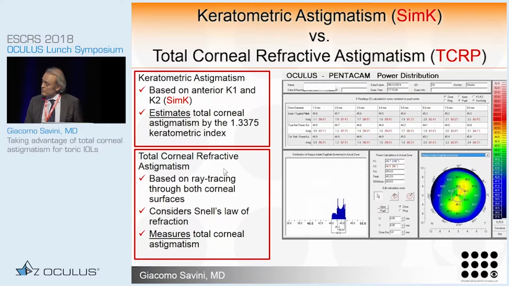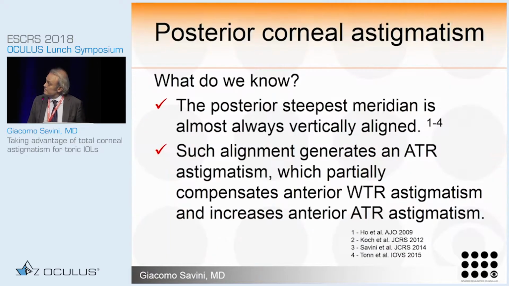Alternatively, we can use the total corneal refractive power and astigmatism, which is based on ray tracing through both corneal surfaces. It considers Snell's law of refraction and provides us with the total corneal astigmatism. You can get these measurements in the power distribution display, where the keratometric astigmatism, K1 and K2 or SIM-K, is shown in the first row, and the total corneal refractive power and astigmatism is shown in the third row. So this is what we usually use for toric calculations.